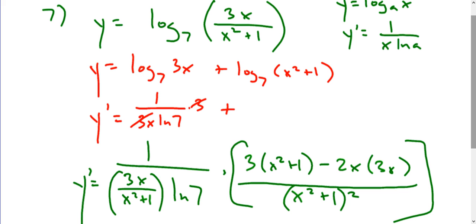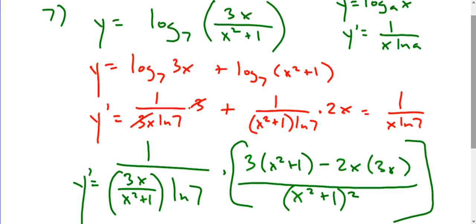Plus we have 1 over x squared plus 1, that quantity, times natural log of 7, times the derivative of the inside, which is going to be 2x. And this would be a simplified answer where we'd have 1 over x natural log of 7 plus 2x over the quantity x squared plus 1 natural log of 7. And it's really small right there.